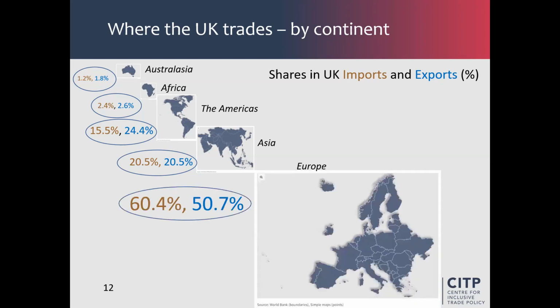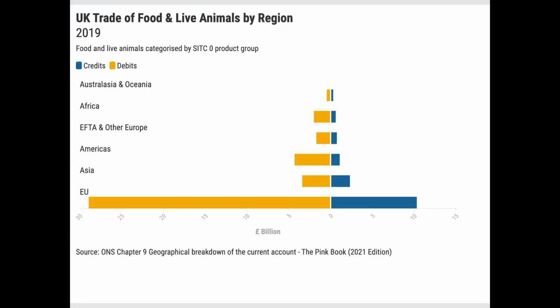But the real champion in terms of the amount of trade is Europe. In 2019, 60% of imports came from the whole of Europe. That's nearly all from the EU, but a few other countries around the edges, and 50% of exports went to Europe. So the big one is Europe.